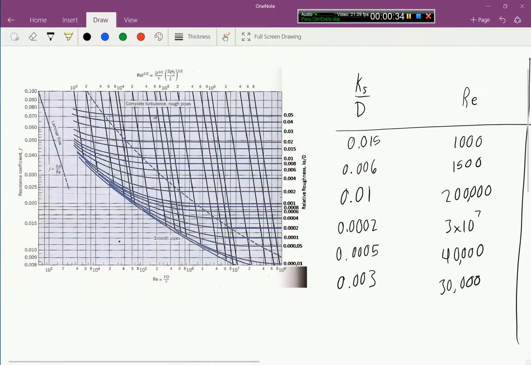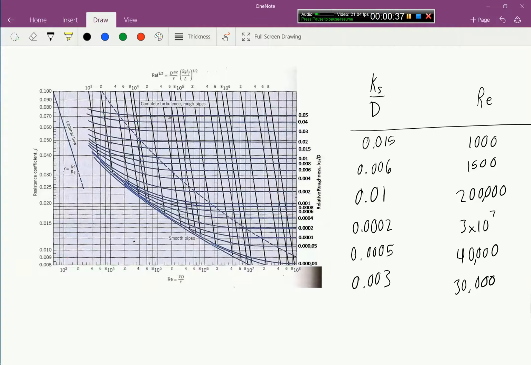So we always want to start when we read the graph with the Reynolds number. So in this first example, we have the Reynolds number equals 1000, which is 1 times 10 to the third, which is right here on the graph. And I have put this Ks over d value here, but it's completely unnecessary, and it's probably just going to be there to trick you, if it is there, because this is a laminar flow, and laminar flow is only a function of the Reynolds number. Ks over d has absolutely no effect on laminar flow.